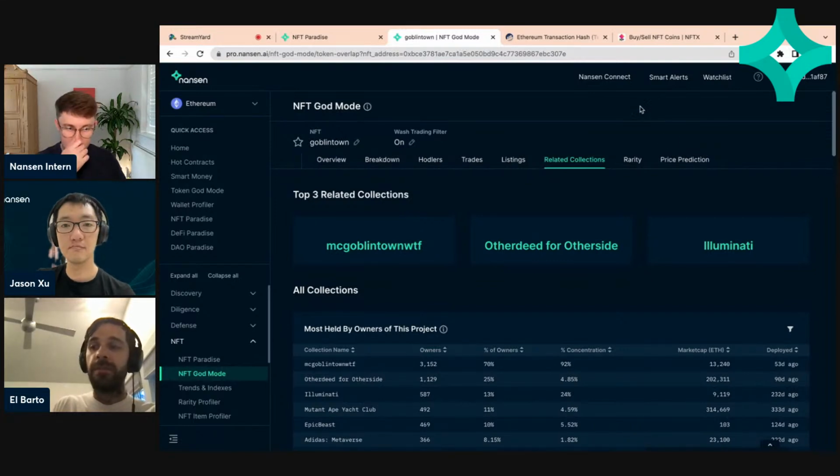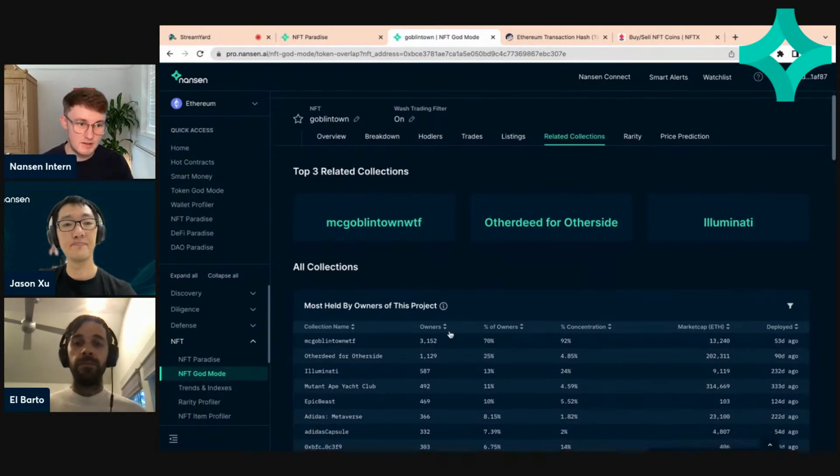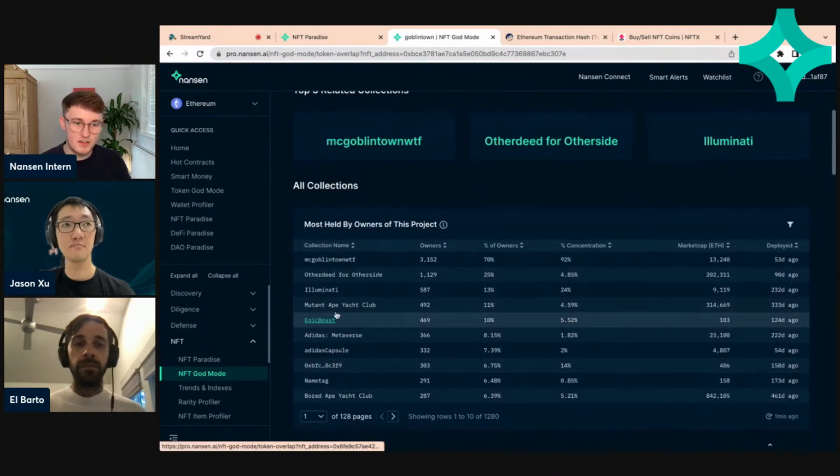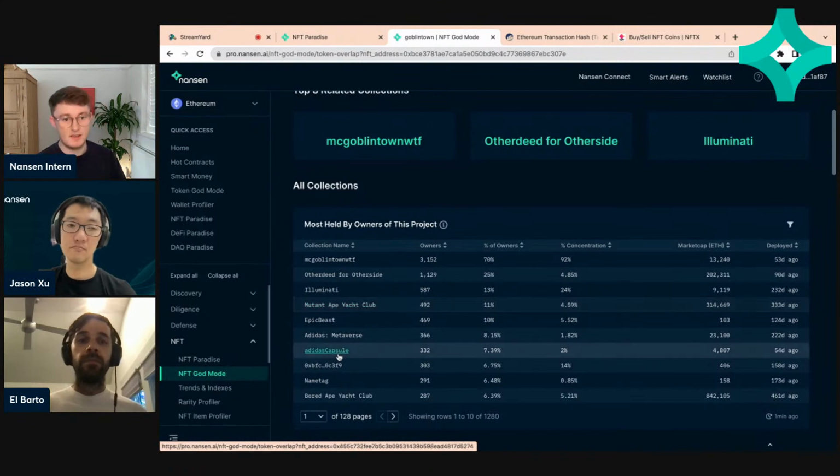I think looking at that as well, if you're someone who believes that people actually bought Goblins for the art or whatever, you might be able to look at that list and see that 10% of owners also own a Mutant Ape. So it's similar art, ugly art, which obviously some people actually do like.